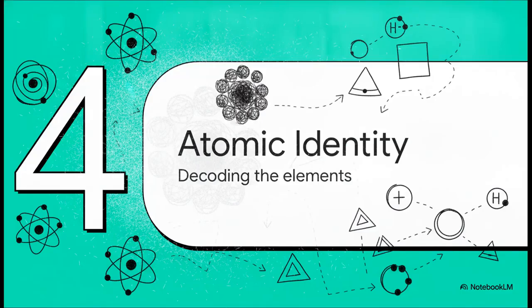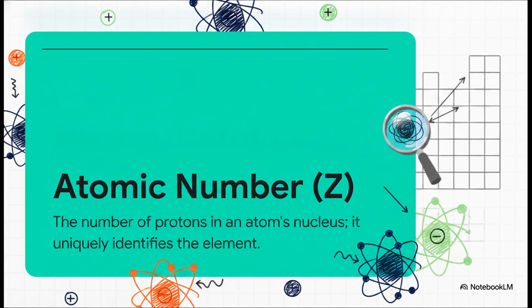Let's transition to Section 4, Analyzing Atomic Identity. How do we actually tell these elements apart?